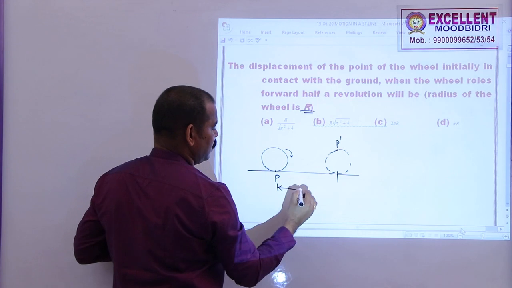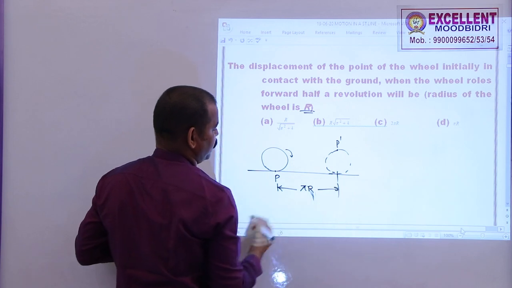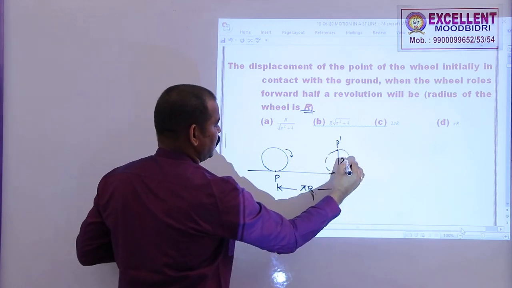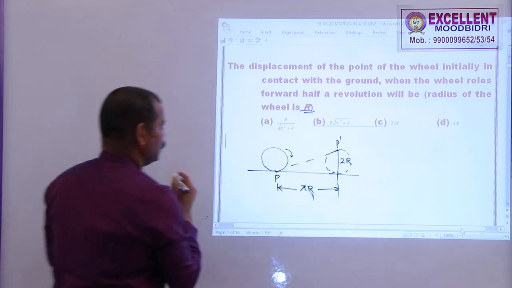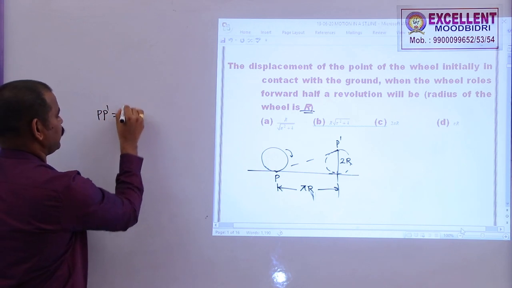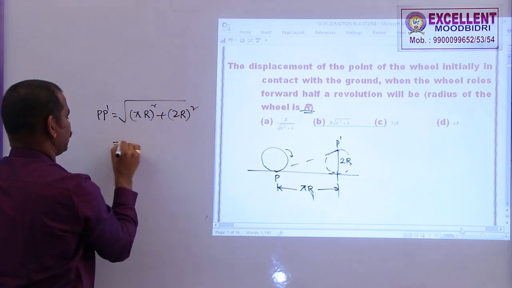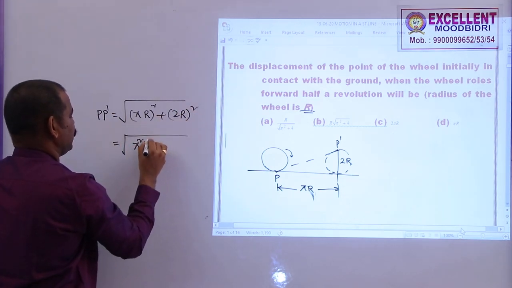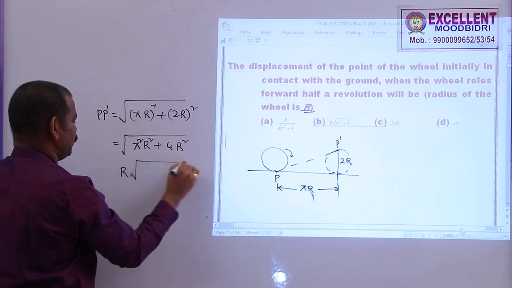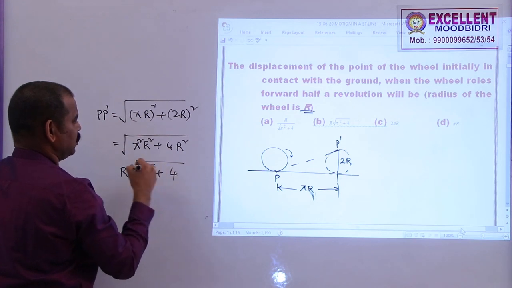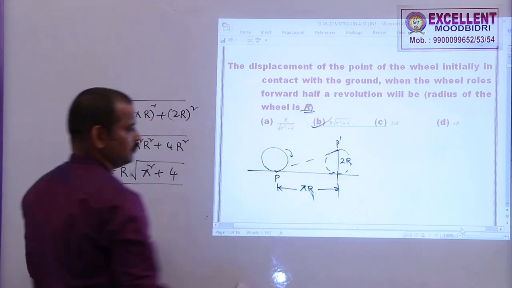So what is the distance traveled here? This is half a revolution, meaning pi r, where r is the radius. This is pi r, and this radius is r and the diameter is 2r. What is the displacement from this point to this point? This is given by PP dash, which is root over (pi r) square plus (2r) square. So this will be pi square r square plus 4r square. R square you can bring out as common, so this will be r root of pi square plus 4. So this is the displacement. Here the second option is correct.